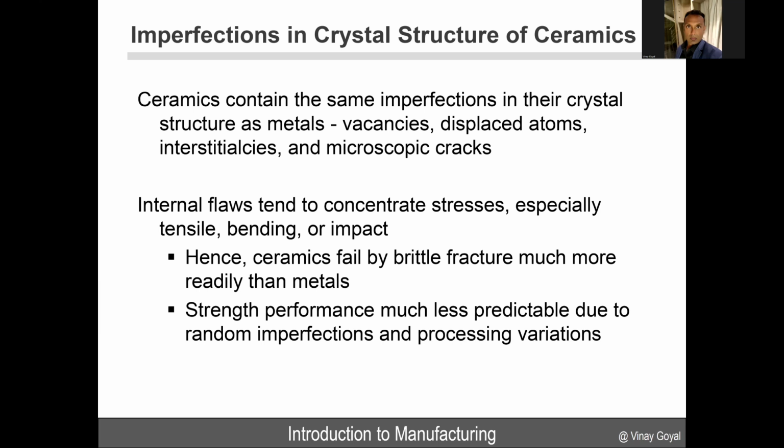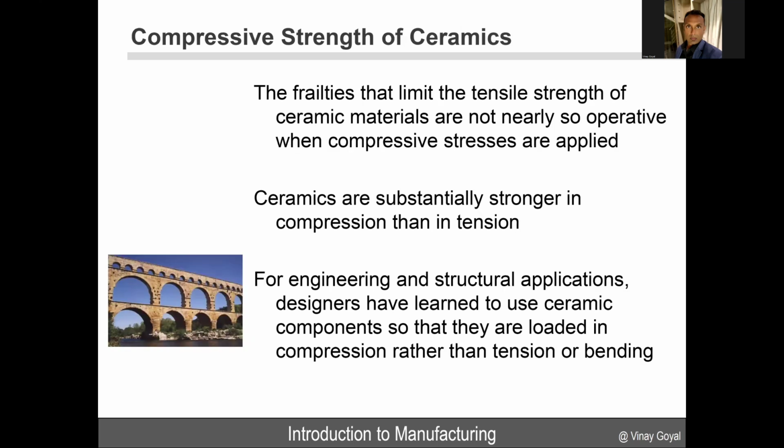Also, effective strength can be less than a metal. The compressive strength of ceramics has some usefulness. The frailties that limit the tensile strength of ceramic materials are not nearly so operative when compression stresses are applied. For example, ceramics tend to be much stronger in compression than in tension. As a consequence, in a lot of applications, we have learned to load these components in compression rather than tension or bending. And here are some examples of arches, where the loading condition introduces a compression state rather than a tension state.